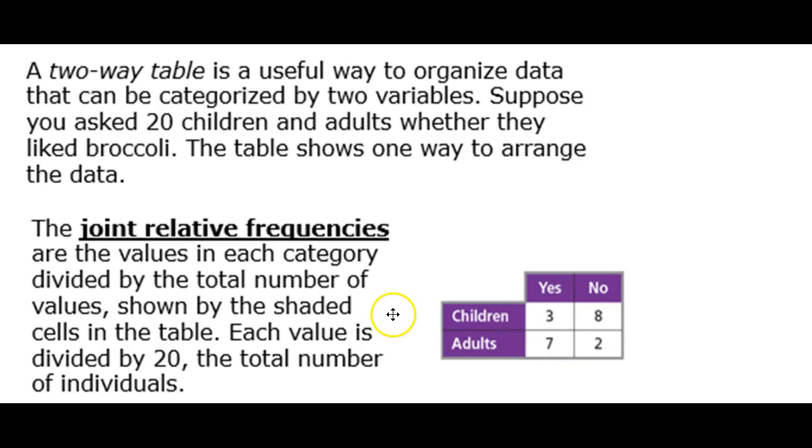And so the joint relative frequency would be to take each value and divide by the total number of values. So let's take a look at this. Each number here will be divided by 20, right? So 3 out of 20 were children who said yes. 8 out of 20 were children who said no. So right here we just have the data. The next table will show you the joint relative frequencies.